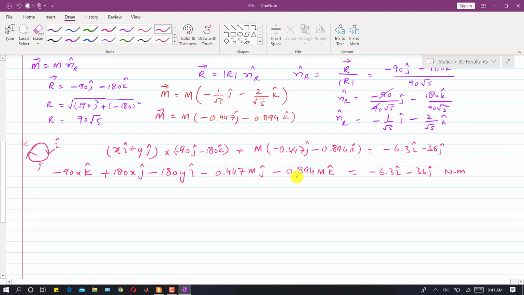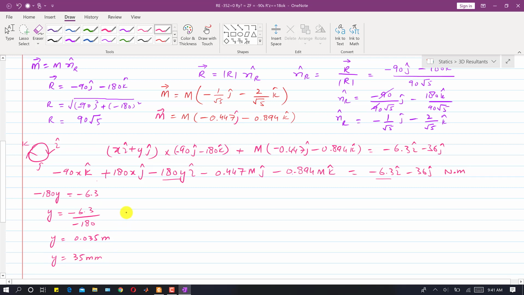So now if we compare the corresponding components of this side and this side, we will get the coordinates of the point of application of the resultant. So if I compare the i component with i, we can write that minus 180y is equal to minus 6.3. So this will give us the y value in meters, since this is in Newton meters. So this will be minus 6.3 divided by minus 180. So this comes out to be 0.035 meters, and if we multiply this with 1000, this will be 35 mm.